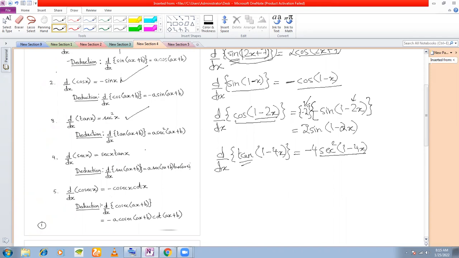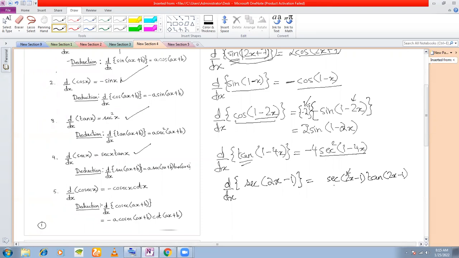Okay, now look at this next result. d/dx of sec x, the differentiation of sec x, is sec x tan x. Okay, all these need to be memorized. So if I want to differentiate sec(2x - 1), how am I going to differentiate? First, I am going to differentiate sec and write it as sec(2x - 1) into tan(2x - 1). And then you are going to multiply this by the coefficient of x, which is 2. Okay, this coefficient here. Fine.